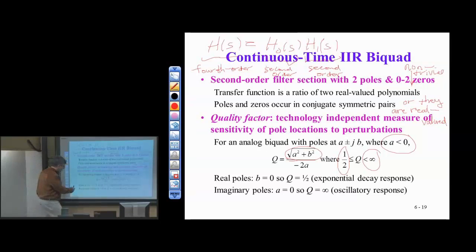So again, here are some extreme cases. If I have 2 real poles, it means that the imaginary component is 0, so b is 0. The quality factor is 1/2. This corresponds to an exponentially decaying response without any oscillation. I've got to be careful, we'll do this on the next slide. This will give us an exponential decay response. When I have imaginary poles, in the limit as a goes to 0 and Q goes to infinity, great for oscillation, bad for filters.